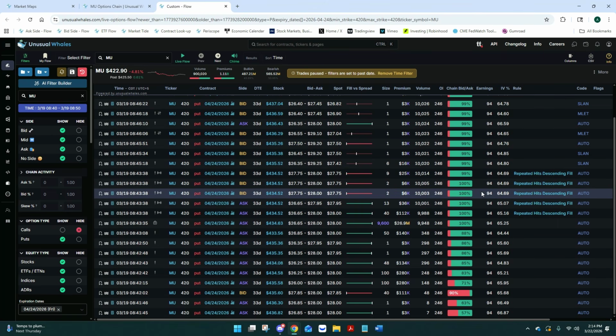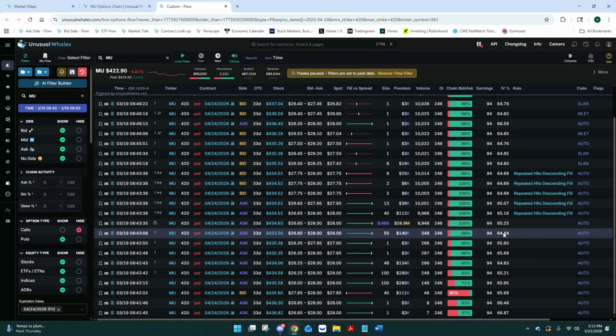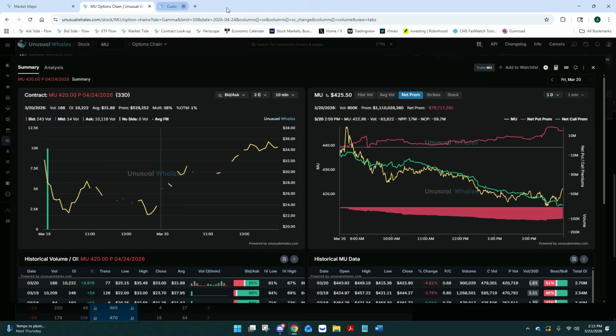Maybe not super interesting once you start to look at it, but that big size and big premium there, you get a nice little IV spike there. Fill versus spread, again, you just get that visualization there, and we're filling at the ask. These are 1% out of the money, 33 days.